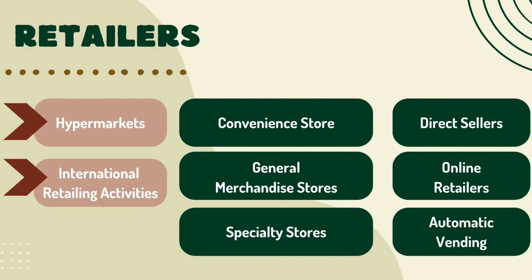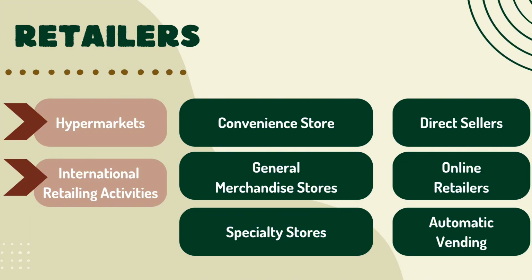Fourth, we have direct sellers. Examples of this are mail order, telephone contacts, door-to-door marketing, and email messages. Fifth is online retailers. These are stores in which consumers can view prices and purchase online such as Shopee, Lazada, Amazon.com, and eBay. Lastly, we have automatic vending. Vending machines usually sell soft drinks, snacks, and newspapers, and also ATMs that provide financial services.